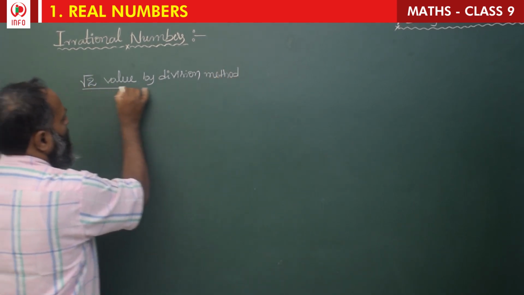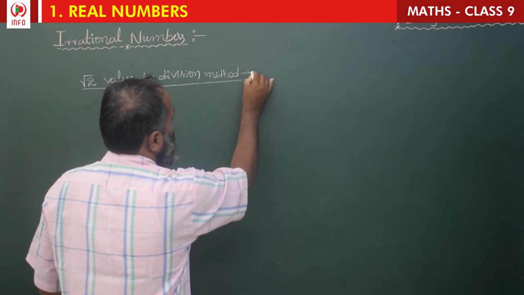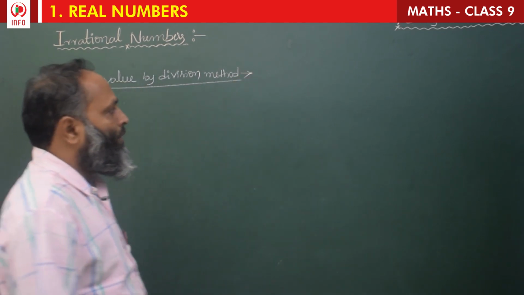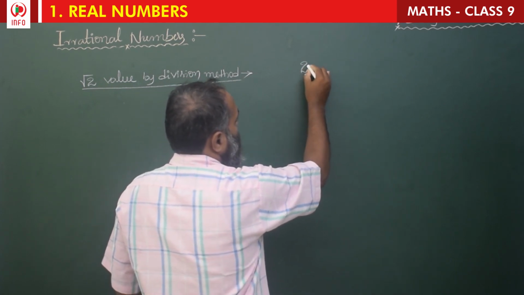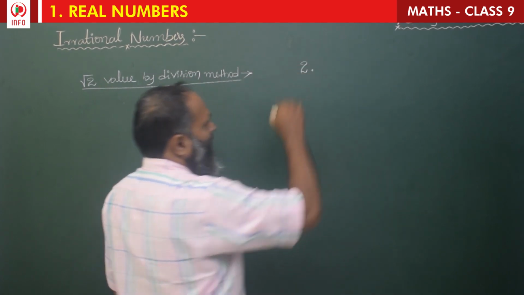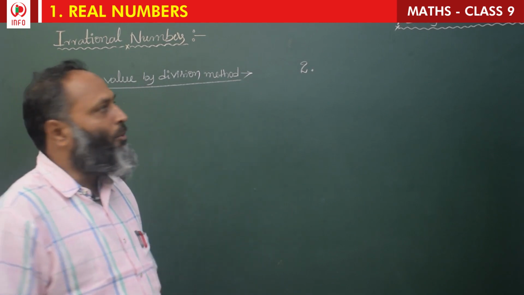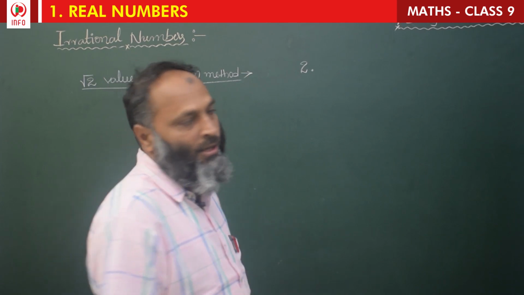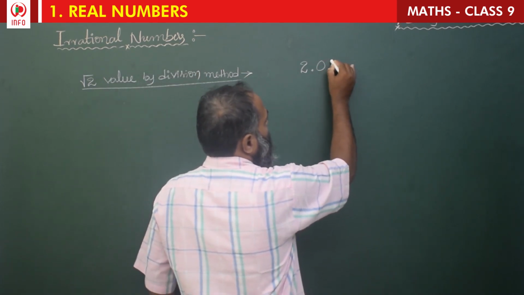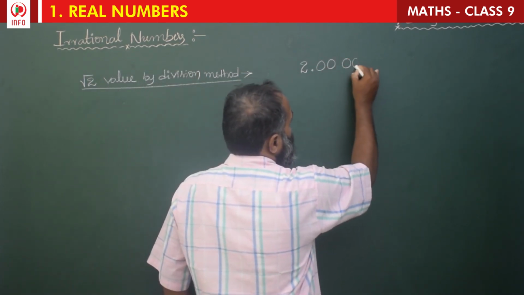So, how to find the square root value by the division method? First of all, we have to take 2. After that, take the decimal point. 2 point what is there? Nothing is there, which means we can take any number of zeros. So, 2.00 00 00 00.